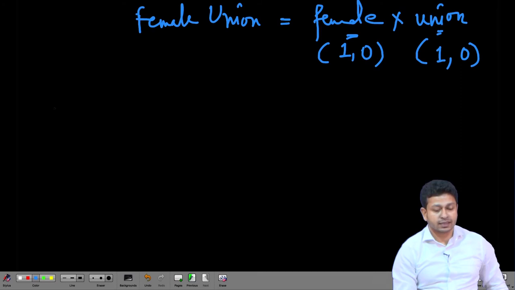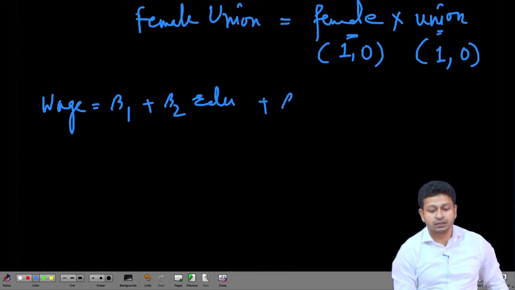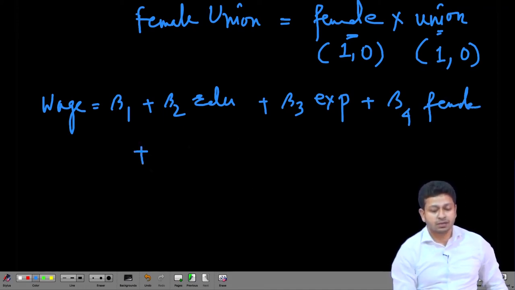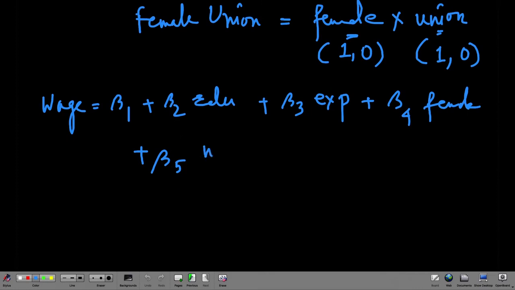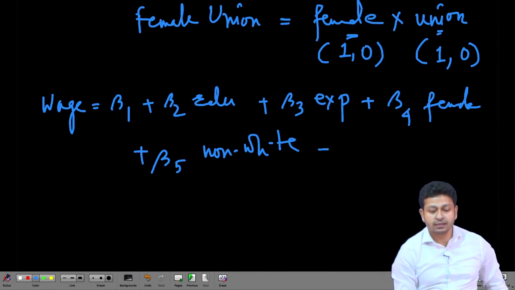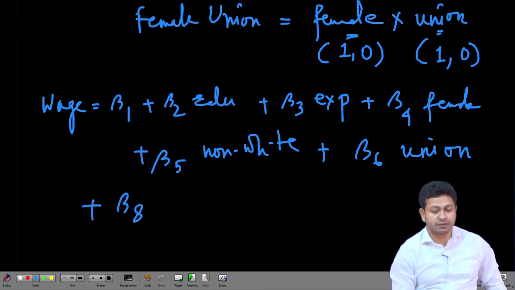Now, if I include this in the regression equation, wage is going to be beta 1 plus beta 2 into edu, beta 3 into experience, beta 4 into female. Female is there because we are talking about female. Beta 5 for non-white, beta 6 into union. So we are keeping both the female and union dummy variables as they are. We haven't removed them, but we are including one more dummy, let us say beta 8, because we used beta 7 in the previous equation, for female union.